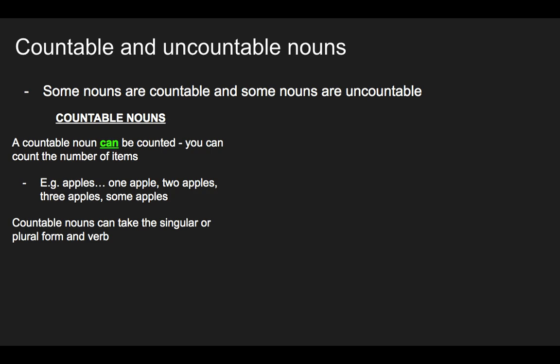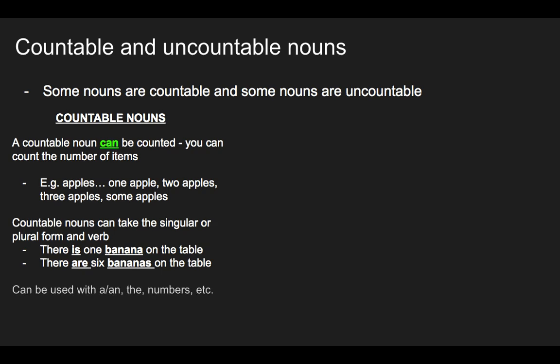So countable nouns can take the singular or the plural form of the verb. So, there is one apple, or there are two apples. So is or are, because you can have singular, apple, or plural, apples. So there is one banana on the table. There are 6 bananas on the table. And it can be used with a or an, the, numbers, etc. So an apple, a strawberry, 5 pears, the peach.